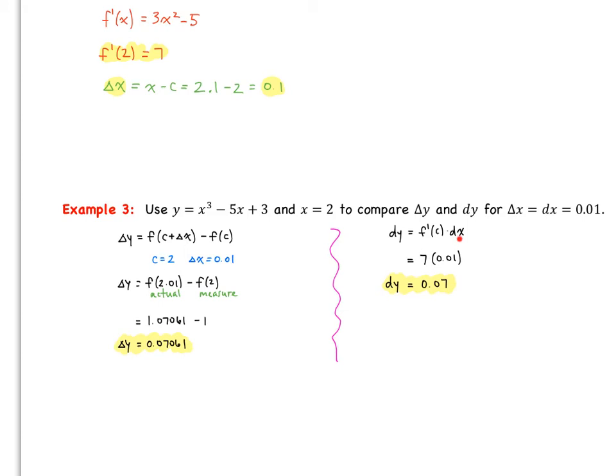So what's dy? Well, remember, dy is f prime times dx. So f prime of c, or f prime of 2, was 7. We found that up above. And then they're giving us the delta x, or sorry, dx, and so we get dy is 0.07. So you can see they are pretty close to one another.